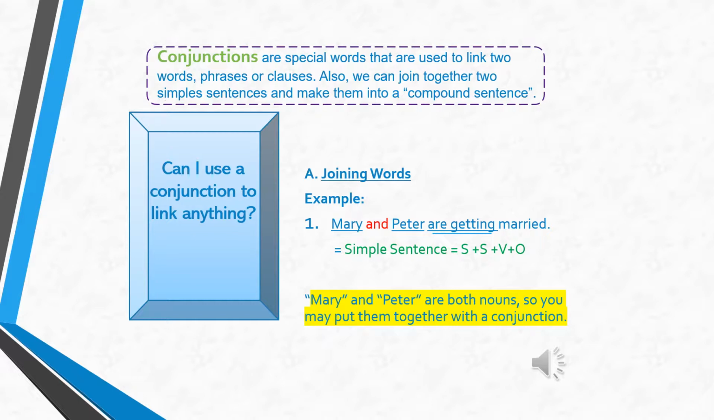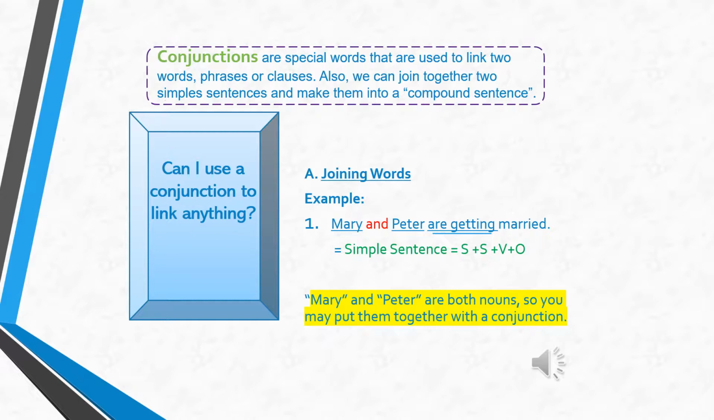Now, let's answer this question. Can I use a conjunction to link anything? The answer is no. We can join words and phrases that are related, that might express the same ideas, similar ideas, opposite ideas. They can also express effect and cause, or cause and effect.